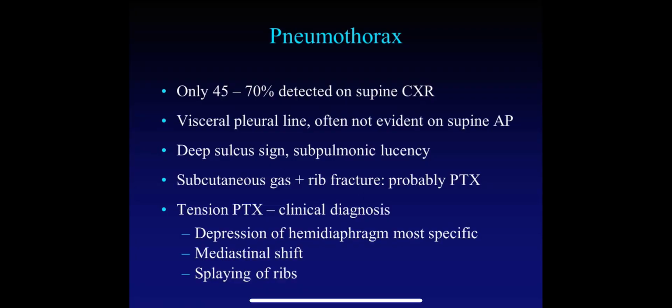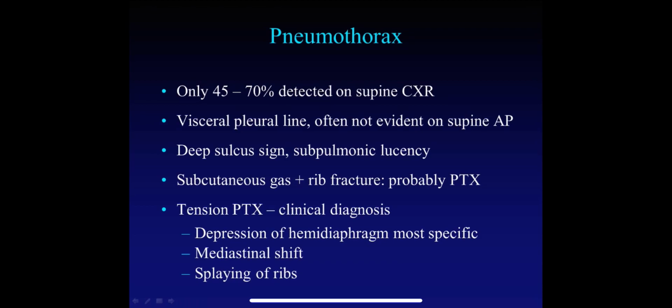Moving on to pneumothorax, keep in mind that only 45 to 70% are going to be detected on the supine chest radiograph. Classically, we'll look for the visceral pleural line, although this is often not evident on a supine AP chest radiograph because the air is going to be more anterior and not demonstrating a visceral pleural line laterally. We look for a deep sulcus sign or subpulmonic lucency in the supine patient.